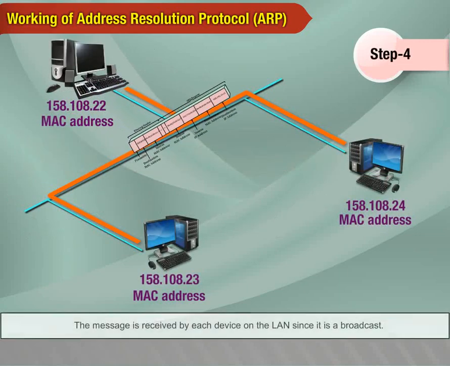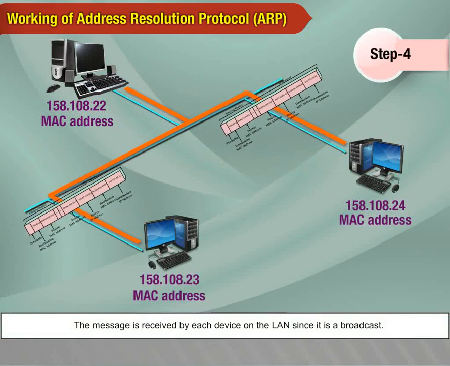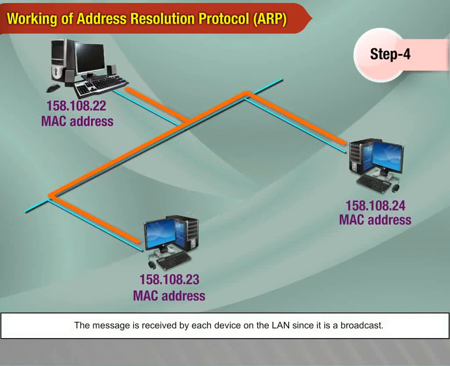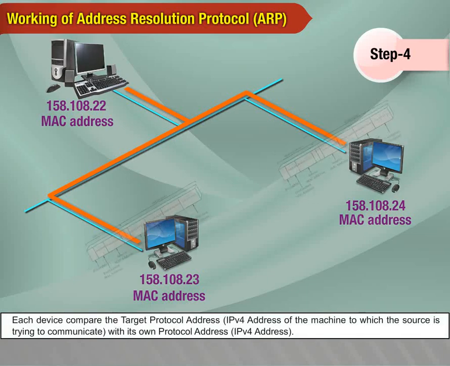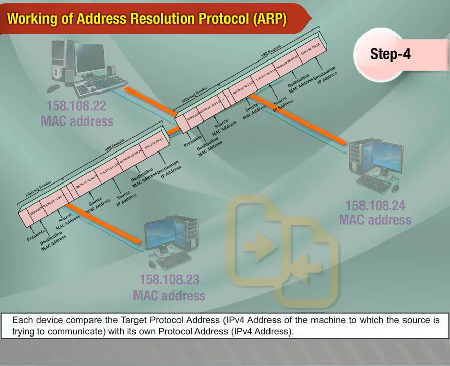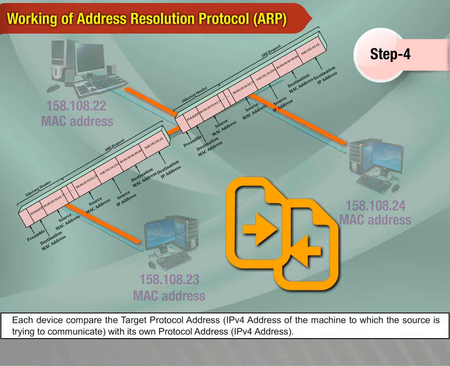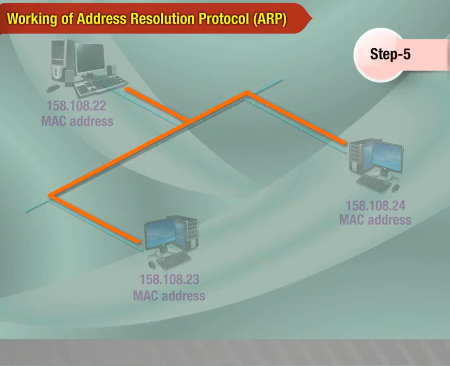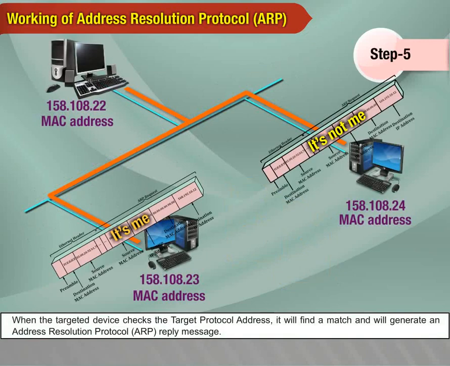Step 4. The message is received by each device on the LAN since it is a broadcast. Each device compares the target protocol address, that is the IPv4 address of the machine to which the source is trying to communicate, with its own protocol address, that is IPv4 address. Step 5. When the targeted device checks the target protocol address, it will find a match and will generate an Address Resolution Protocol ARP reply message.